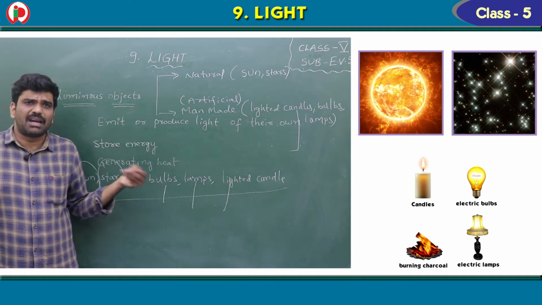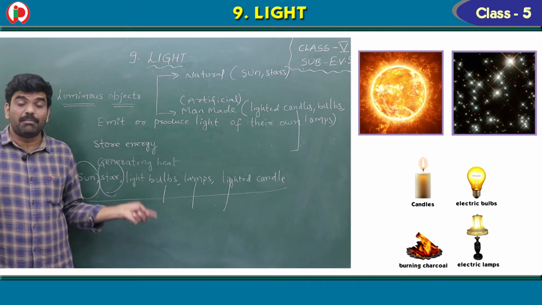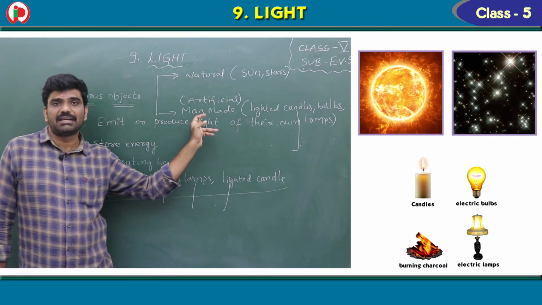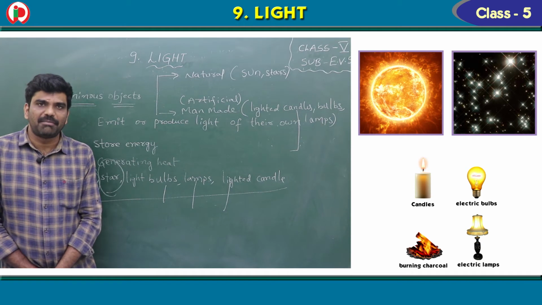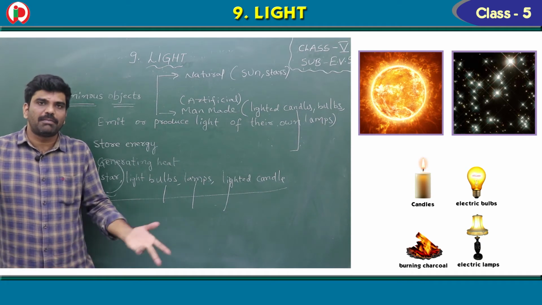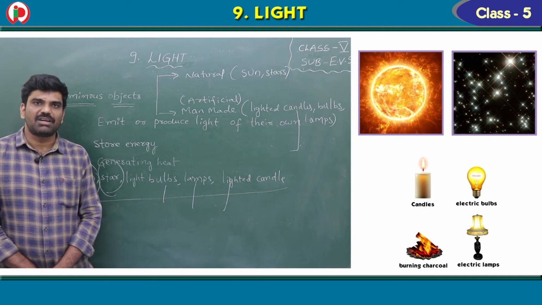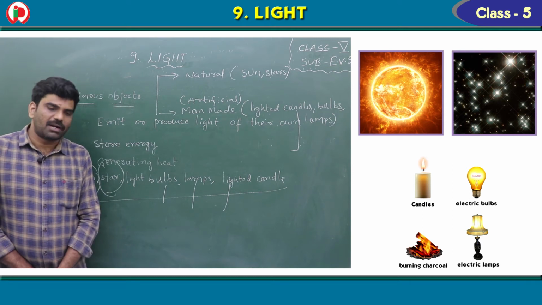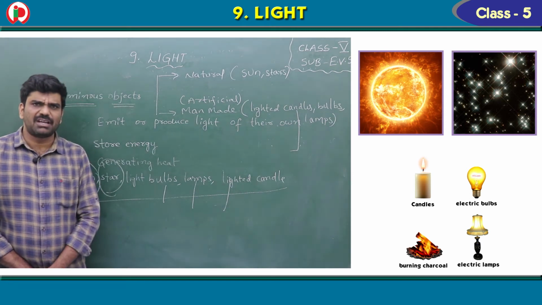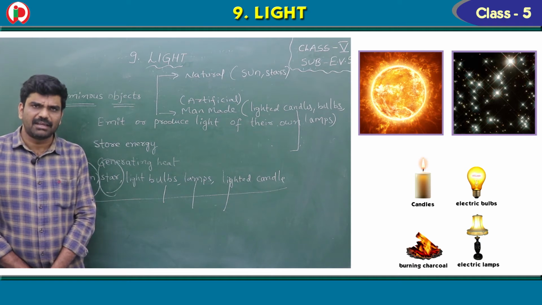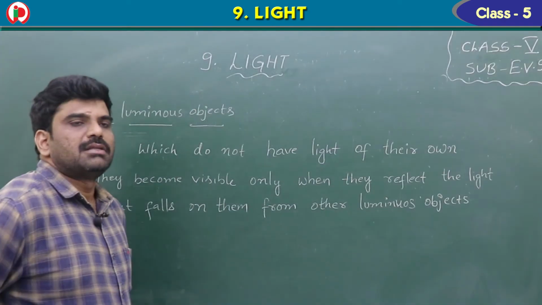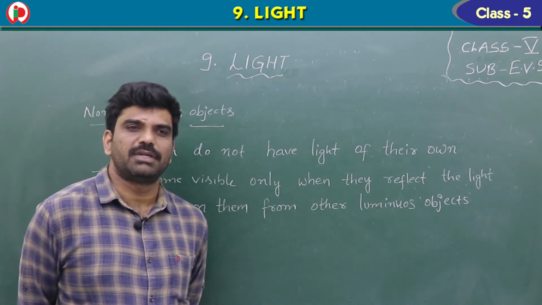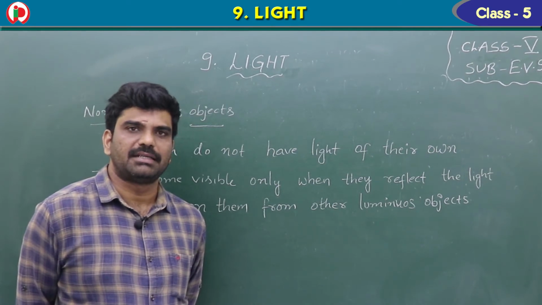They can emit or produce light on their own, but these are divided into two. One is natural, second one is artificial. Artificial is also called man-made. The sun is a natural one, no one made the sun. The star is a natural one, but lighted candles, lamps, electric bulbs are man-made. Whether natural or artificial, they emit light and heat. See children, so far you have learned the luminous objects. Luminous objects are those which produce or emit light and heat.